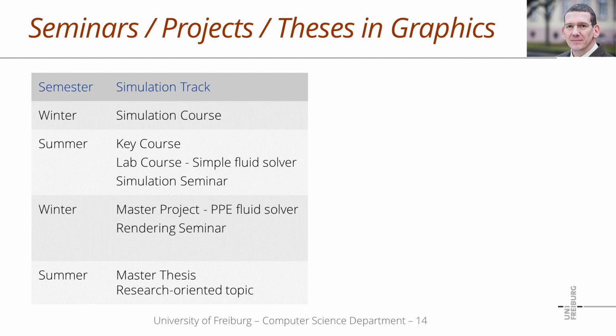So if you are more interested in simulation, you can start with the simulation course in the winter term. In the following summer term, you could attend the key course on graphics. The key course and the simulation course are rather independent. The key course has a strong focus on rendering, so it is not necessarily a prerequisite for the simulation course. In the summer term, you could also do your lab course or attend the simulation seminar. Then in the following semester, you could continue with the master project and then finally write your master thesis.